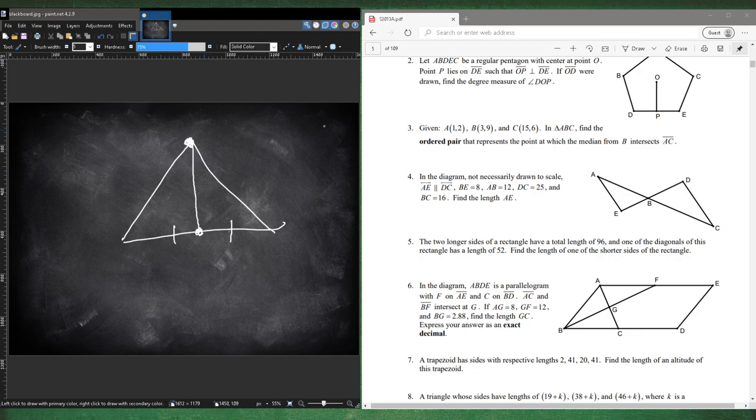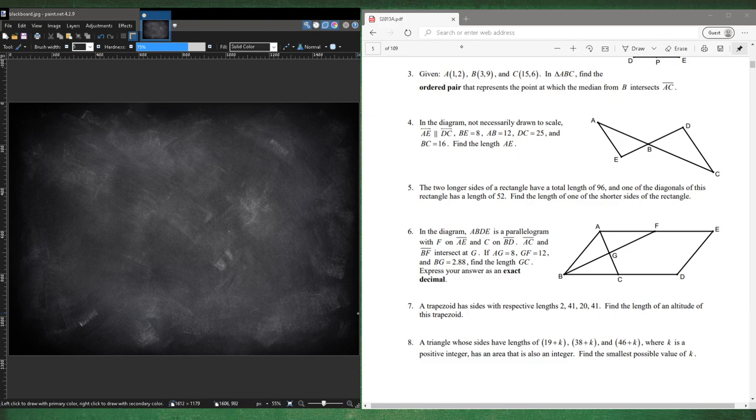So the midpoint of AC, where A is (1, 2) and C is (15, 6). The midpoint is 15 plus 1, 16 divided by 2 is 8. 6 plus 2 is 8 divided by 2 is 4. So it's (8, 4). And that's basically it.